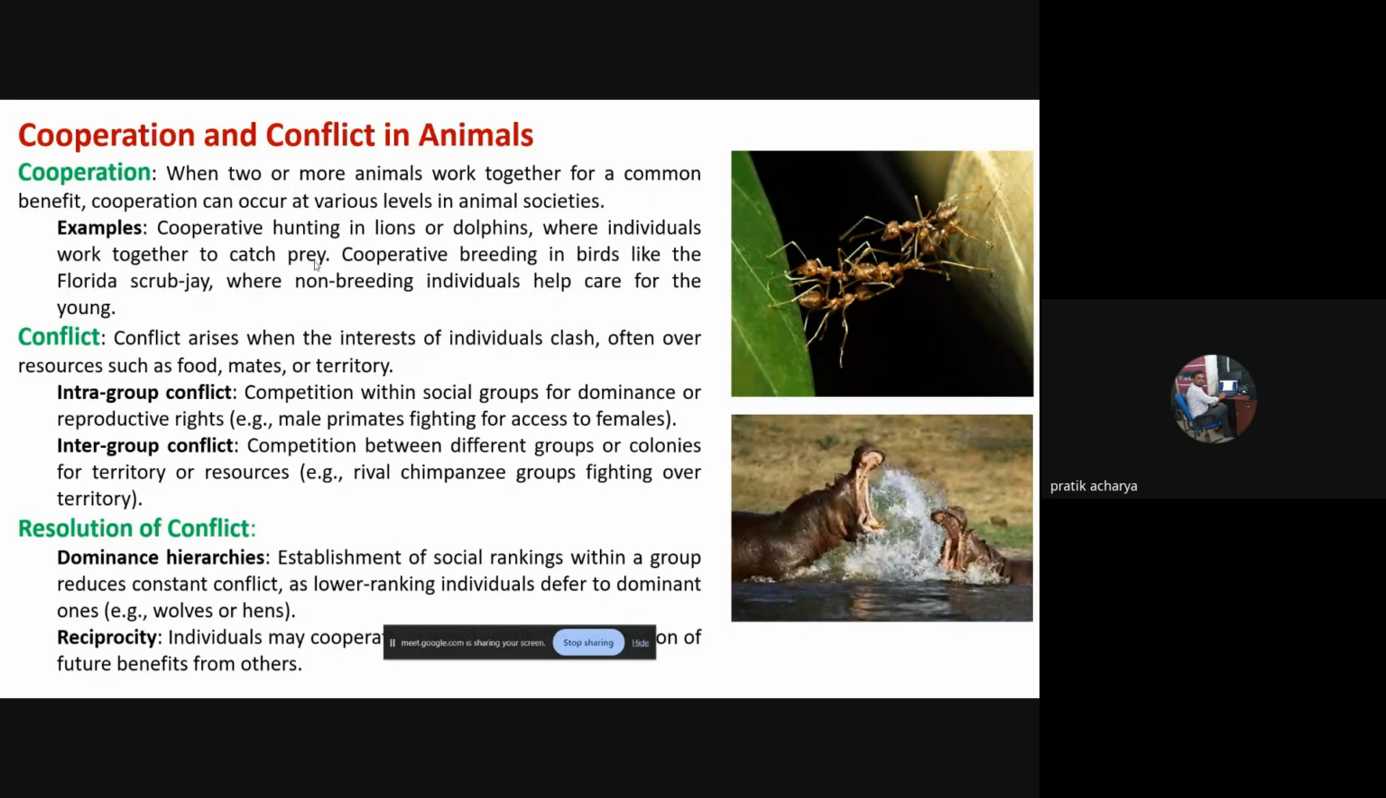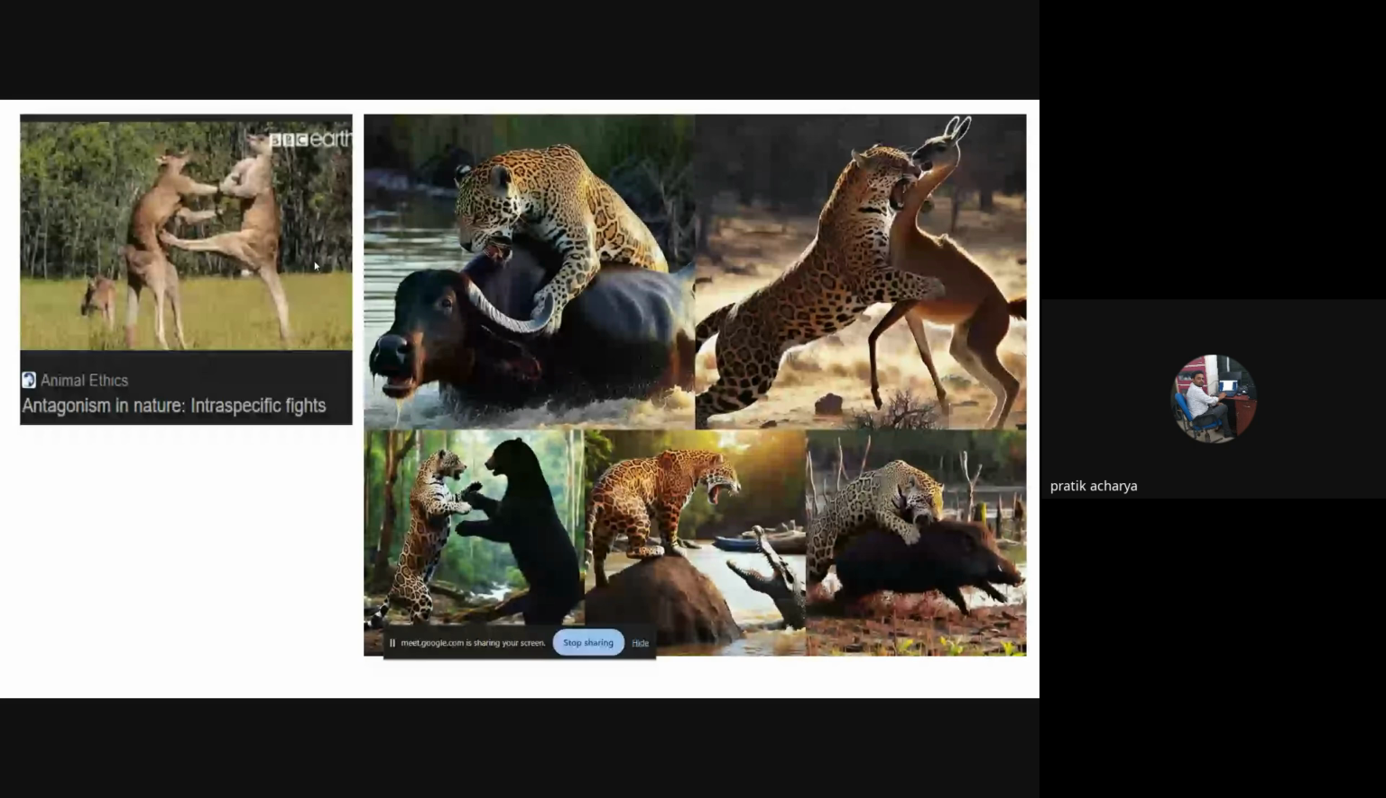We'll move to the next slide. So these are certain pictorial presentations in different organismal groups, interspecific group, intraspecific group. So this picture shows us that there is a conflict.